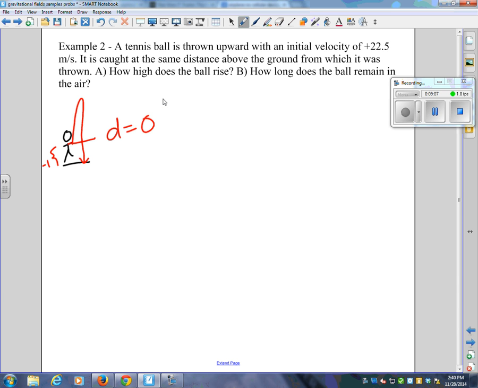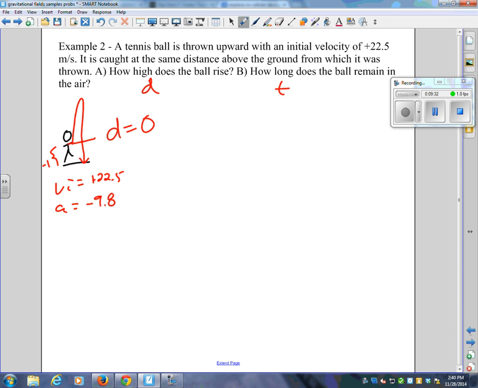How high does the ball rise? So we're looking for height. We're actually looking for the displacement up. And Nate, how long does the ball remain in the air? We're solving for time. What do we know? VI is plus 22.5. Acceleration is negative 9.8. Always.